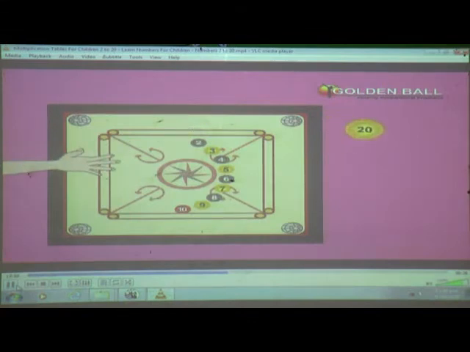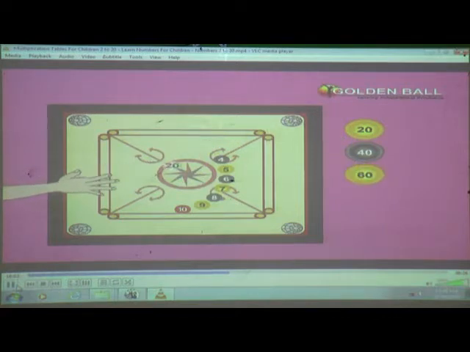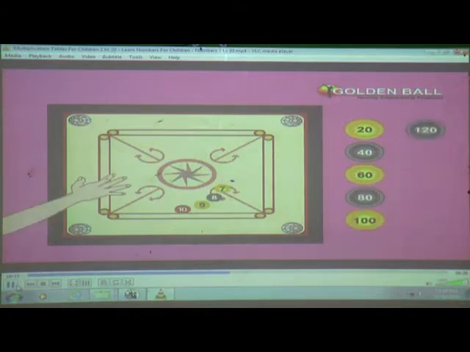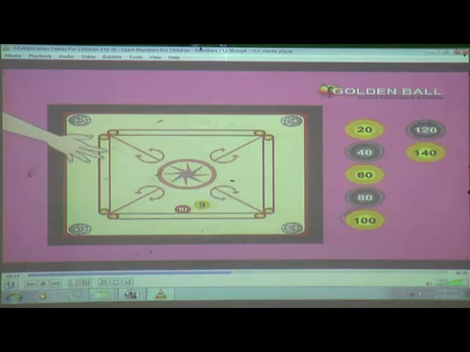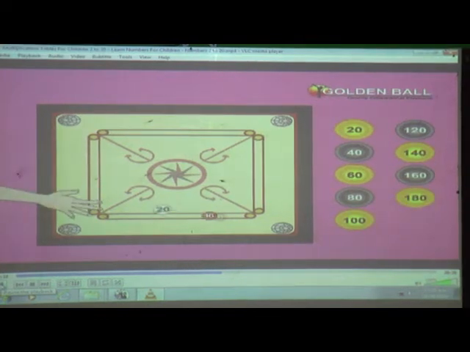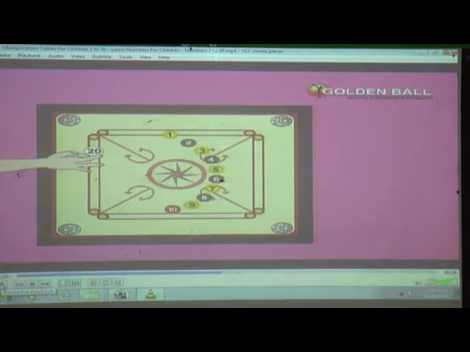20 ones are 20. 20 twos are 40. 20 threes are 60. 20 fours are 80. 20 fives are 100. 20 sixes are 120. 20 sevens are 140. 20 eights are 160. 20 nines are 180. 20 tens are 200. Do it again. 20 ones are 20.